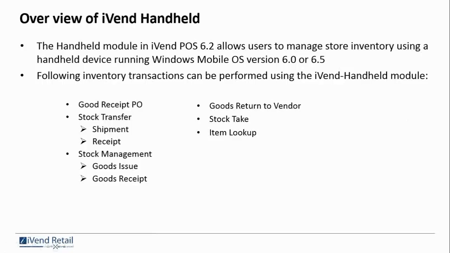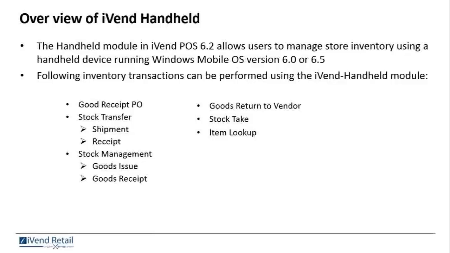First and foremost, it is very important for everybody to know that these handheld devices would be running on the Windows Mobile operating system version 6.0 or 6.5. This is the basic Windows Mobile version that you should have on your handheld devices. We should not call it a mobile POS, because it's not a mobile POS. It's actually a Windows handheld device which would be used for inventory transactions over the shop floor. So we should take note of it.